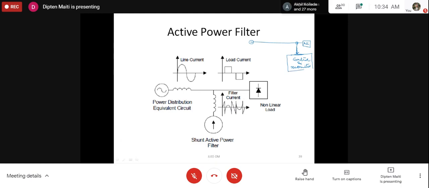So the point is that it would take into account the current drawn by the nonlinear load, and it would extract the harmonics and find how much harmonic current is there, and that needs to be compensated. So now you'd have the actual active power filter, which I am representing here by this, let's say, inverter, or sometimes that is represented by this.